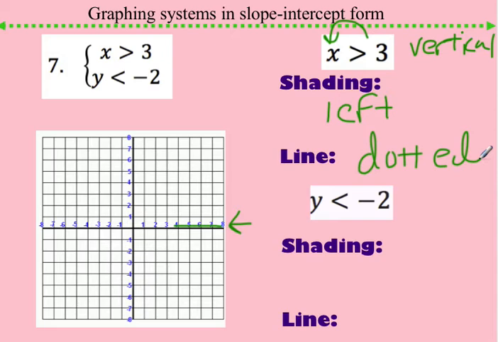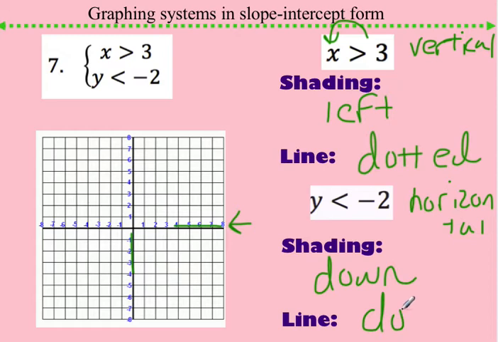Now taking a look at this one, remember that if it's just a y, it's horizontal, and I'm going to run out of room to write that word. It's horizontal. Okay, so my shading, since it's facing away from the y, is going to be down, which makes sense because that's the way that y is getting smaller, is going down. And the line again is also going to be dotted.